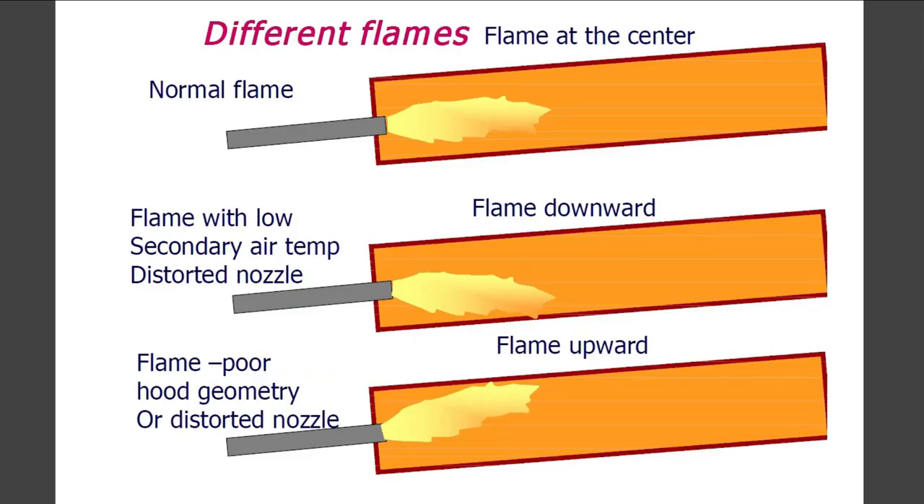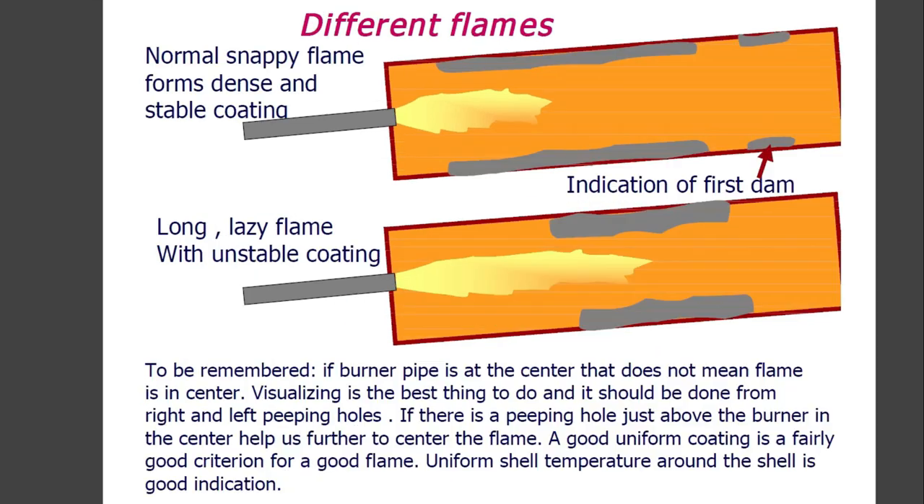Different flames. Flame at the center. Normal flame, flame downward, flame with low secondary air temperature, distorted nozzle. Flame in upward direction, flame poor, good, distorted nozzle. A normal snappy flame forms a dense and stable coating, an indication of a good dam. A long lazy flame has an unstable coating.